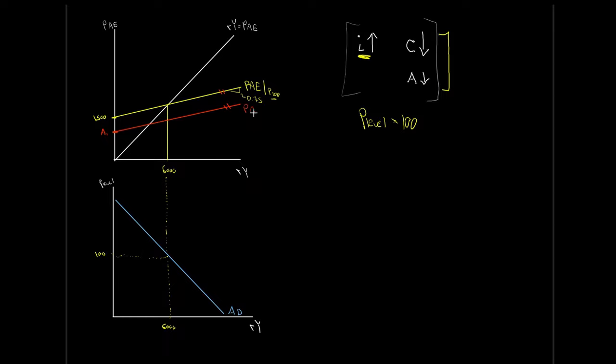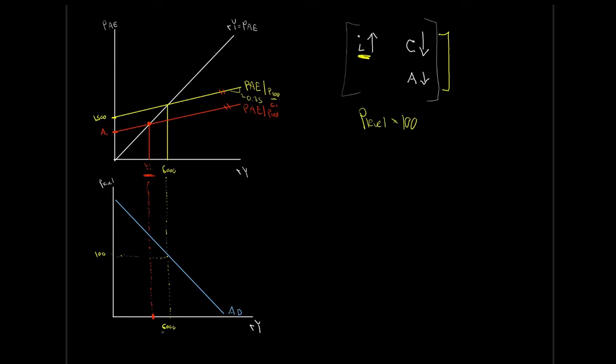And that is my new planned aggregate expenditure, still at a price level of 100. I have my new equilibrium level of national income, where Y equals PAE, right there. The impact is this new lower level of equilibrium national income. We don't have a number for it right now, but we have the idea that it's lower. And if we carry that value straight down, let's make that more visible.